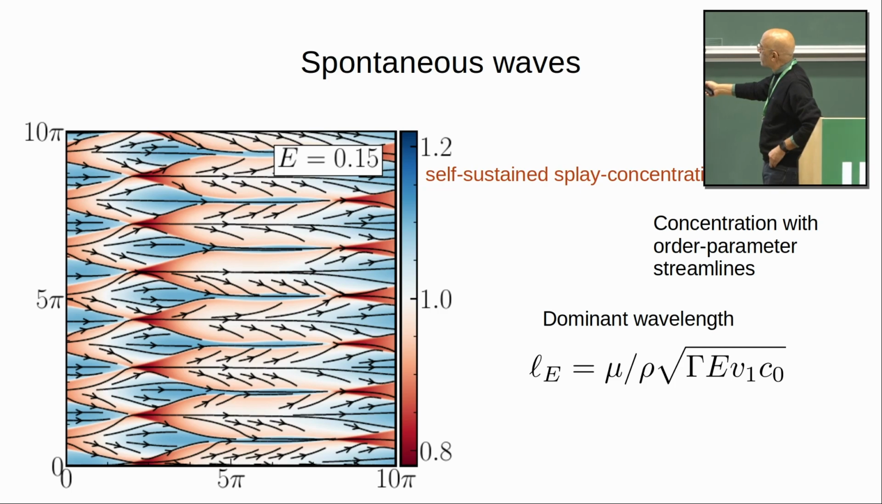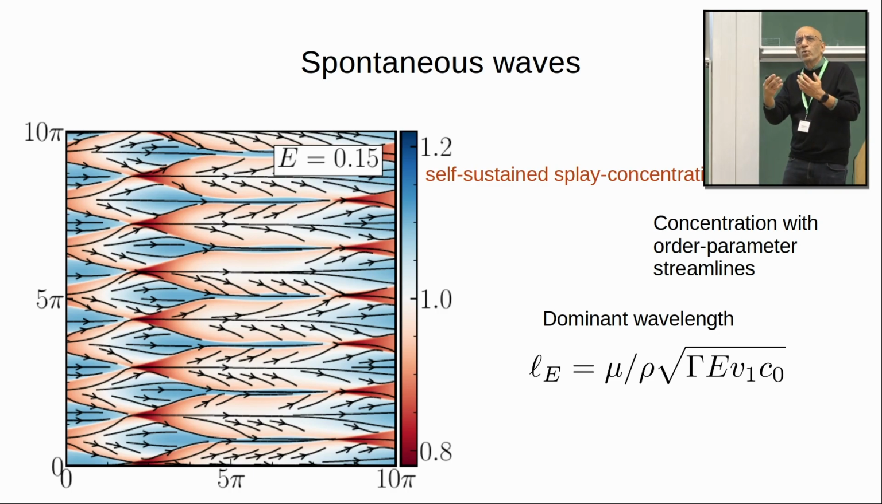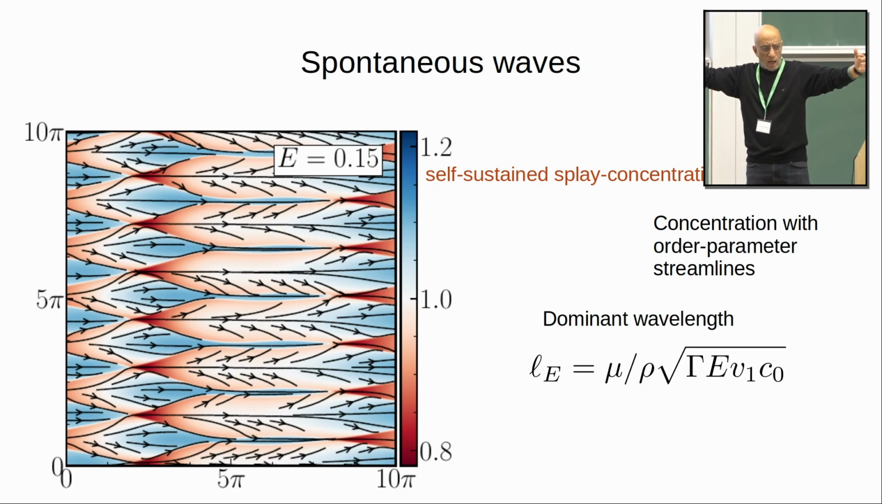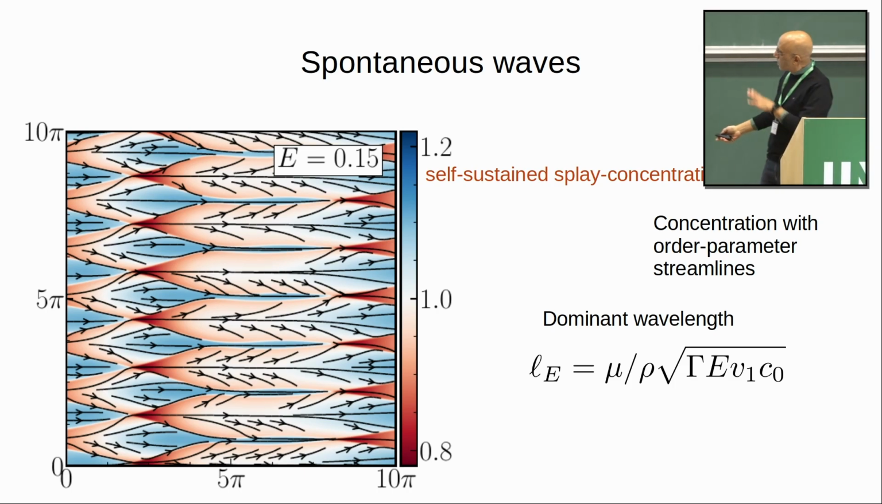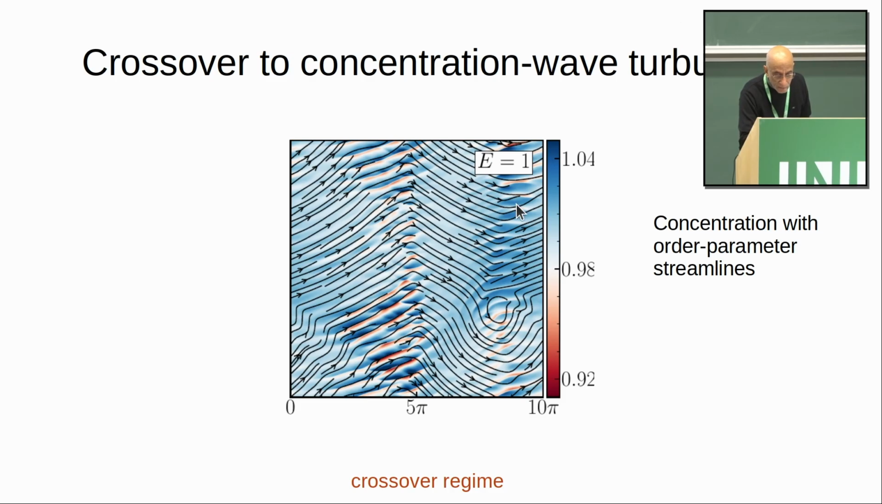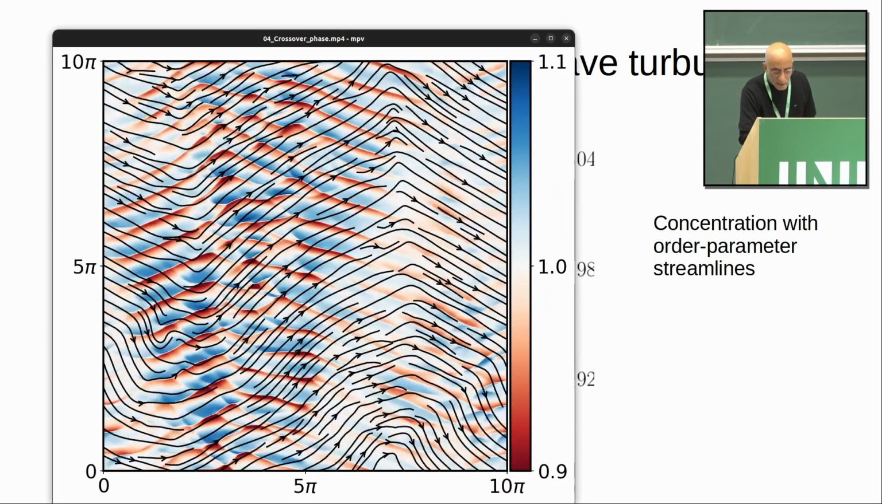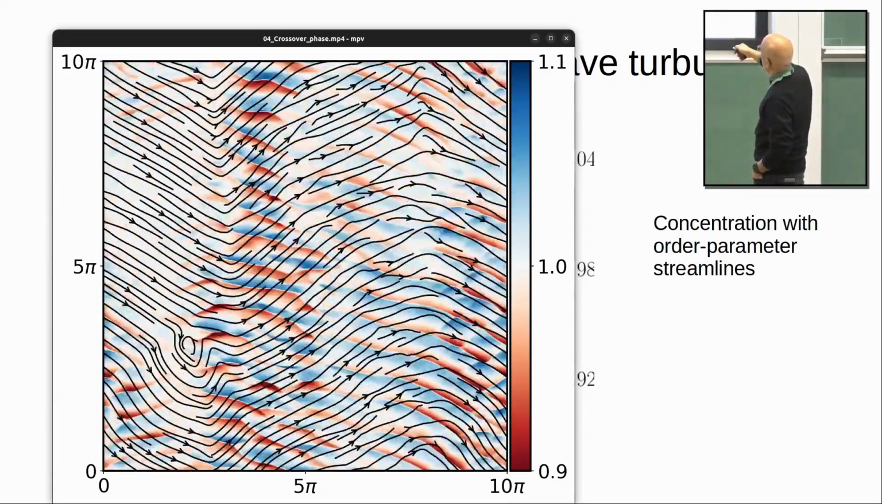The characteristic wavelength is actually, roughly speaking, the following. When you've got sound waves and viscosity, you can ask for a length scale above which the sound is underdamped or below which it's overdamped. It's roughly a combination of that sort. This is essentially the splay concentration wave speed, and this is the kinematic viscosity. And you find these modes with this dominant wavelength at low values of E. As you increase the coupling, you enter a regime where now you're starting to see disorderly behavior. The arrows again are the polarization and the color is the concentration.